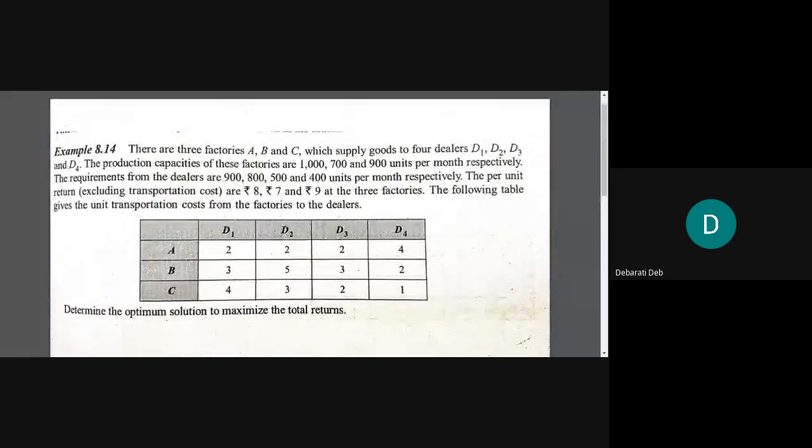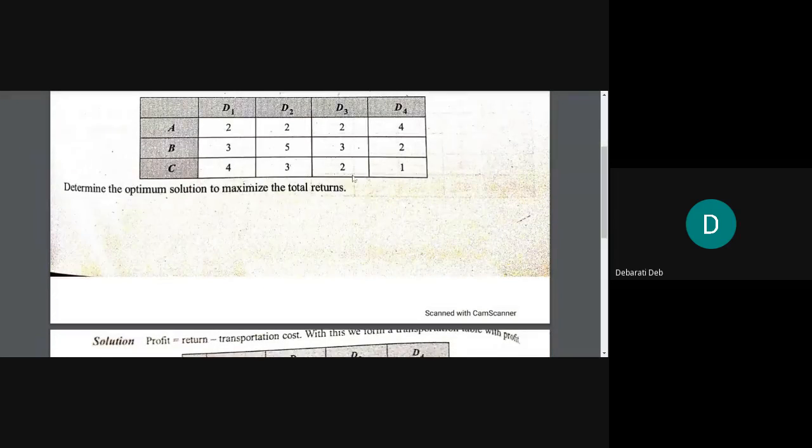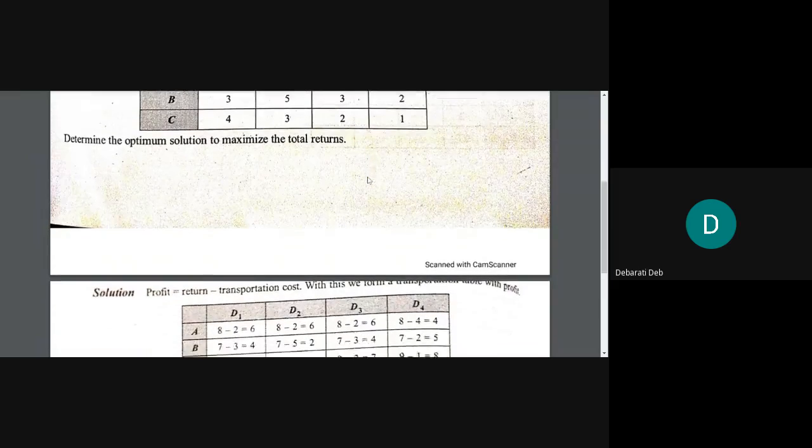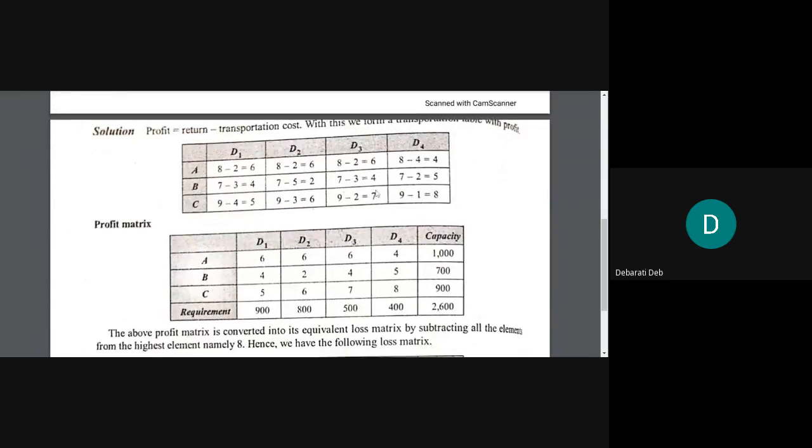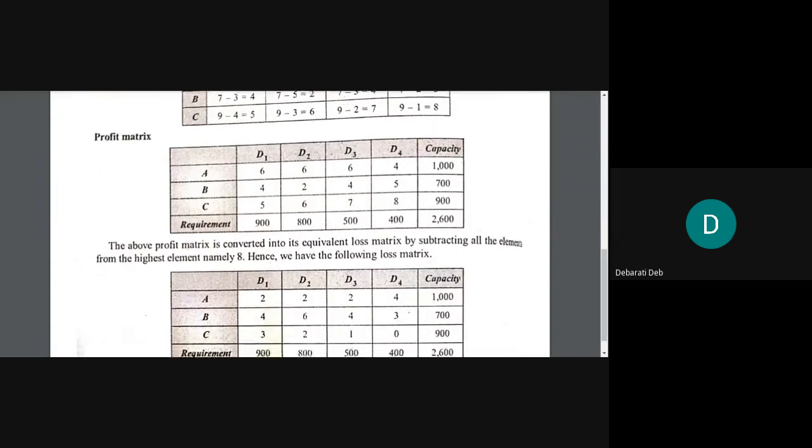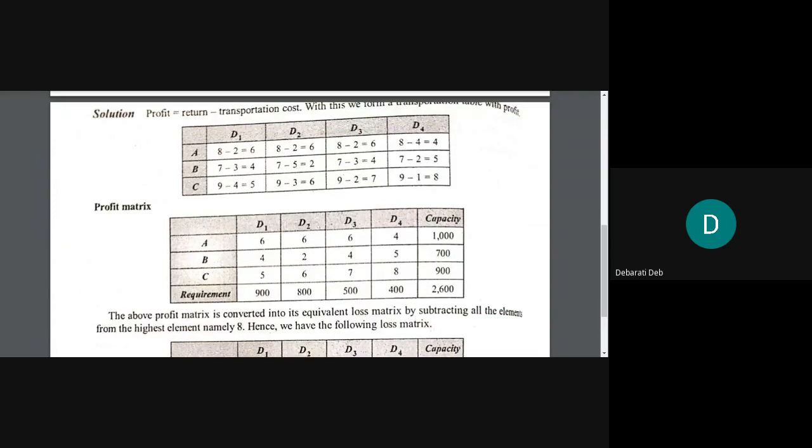And finally, for source C also, you will do the same thing. It is 9 given in the question, and the costs are 4, 3, 2, and 1. So you will go on deducting the 4, 3, 2, and 1 from the 9. And then you will get the profit matrix. Do this step.